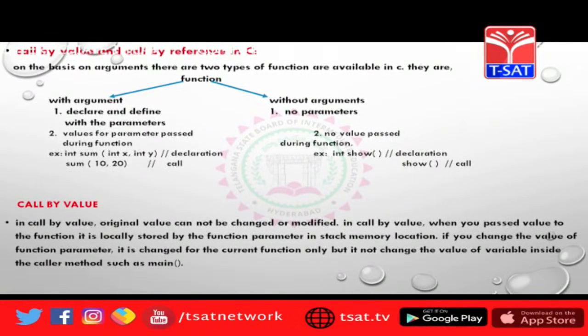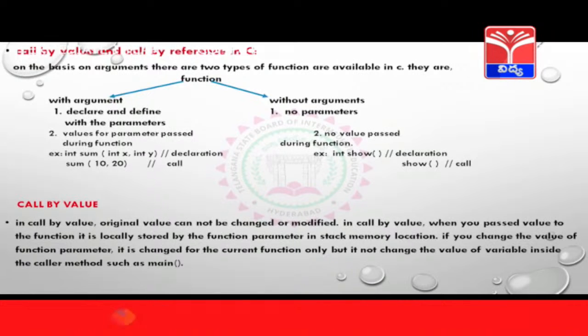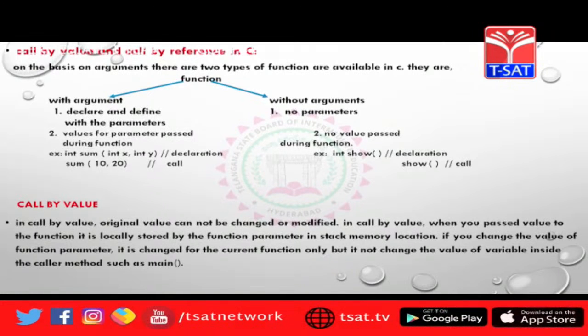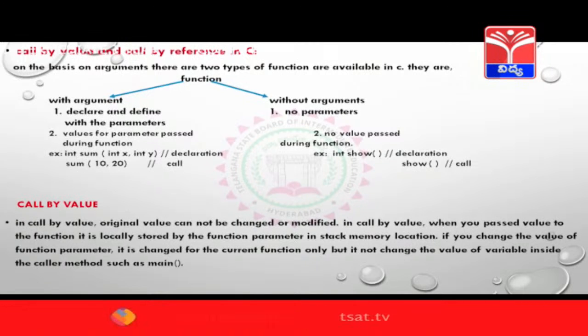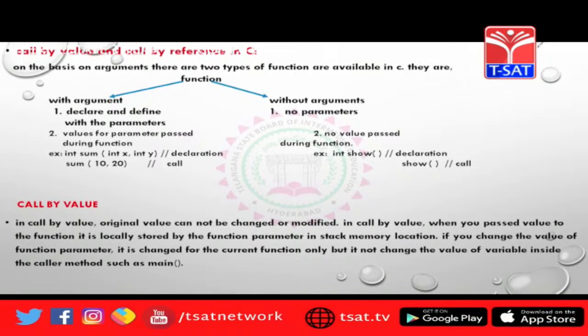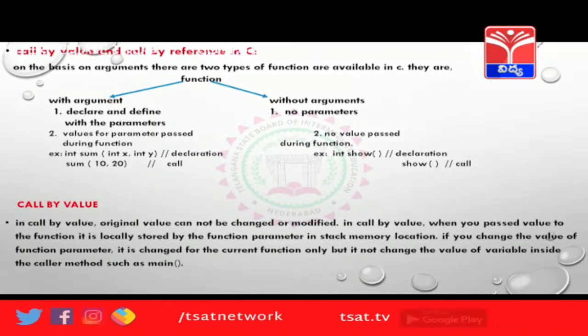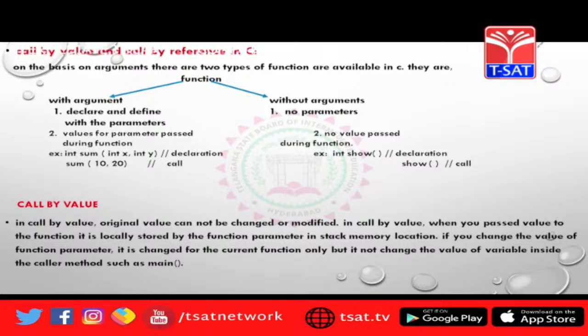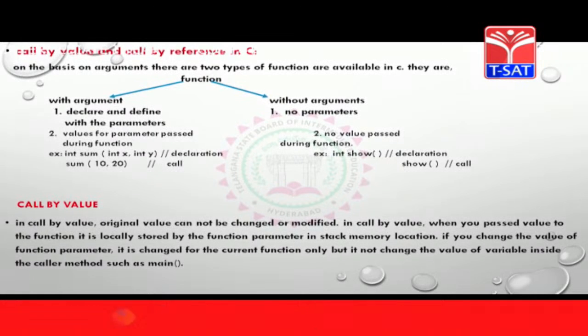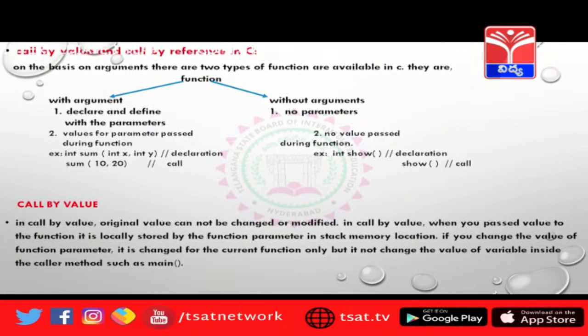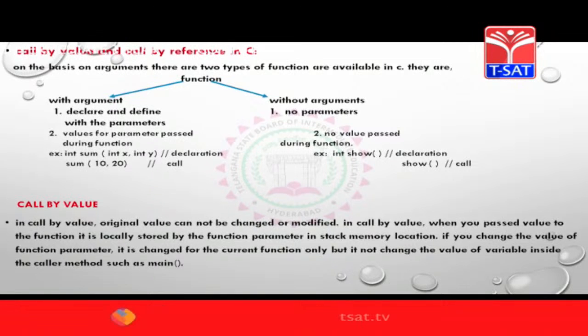If you change the value of the function parameter, what happens? It changes only within the current function, but it does not change the value of the variable. The variable value will not change inside the called method, so we can utilize it where we are using it in the main method. Now, the example of call by value.